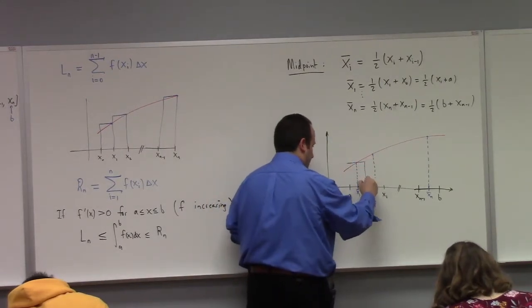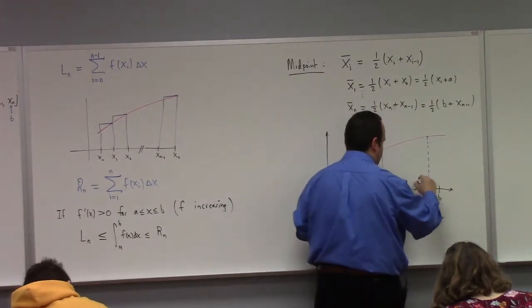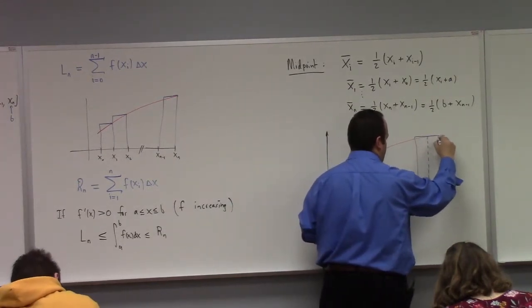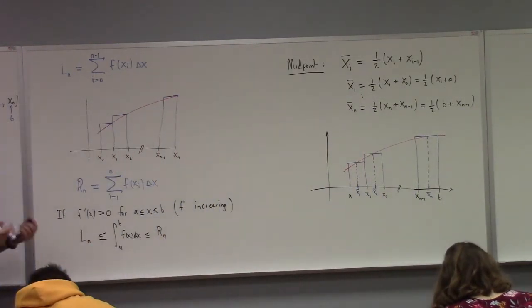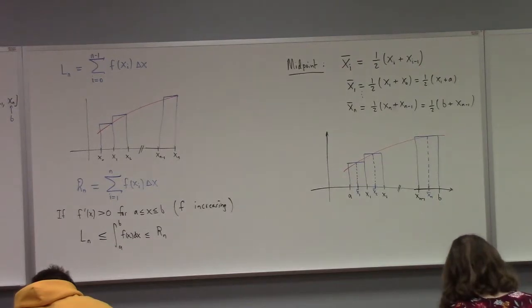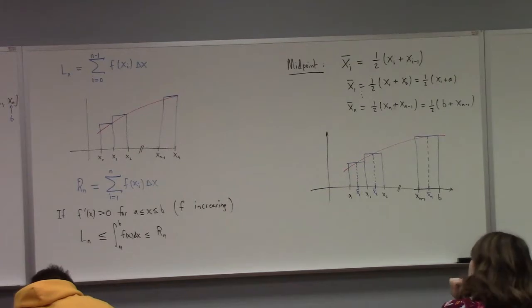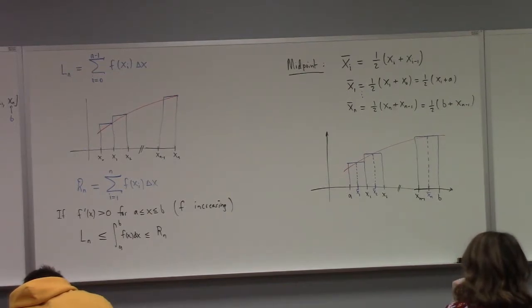Now, in the limit as n goes to infinity, these all should give the same thing, right? They should all go back to the definite integral. But now if I ask you the question about this midpoint rule, if we tried to rank the midpoint rule, where does it fit relative to the left and the right endpoint rule? Where does the midpoint rule rank against the integral?